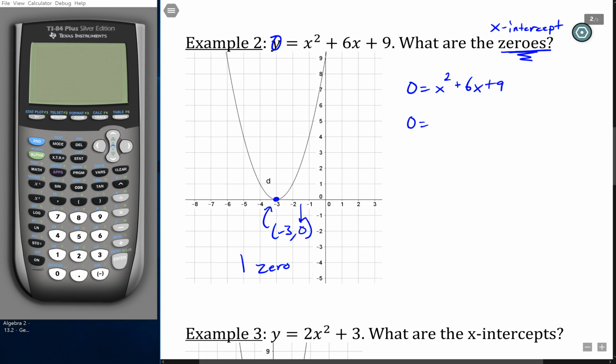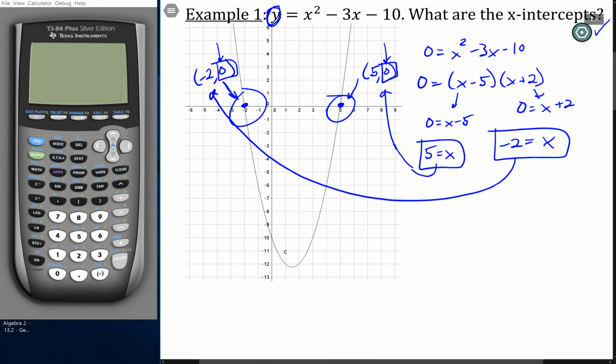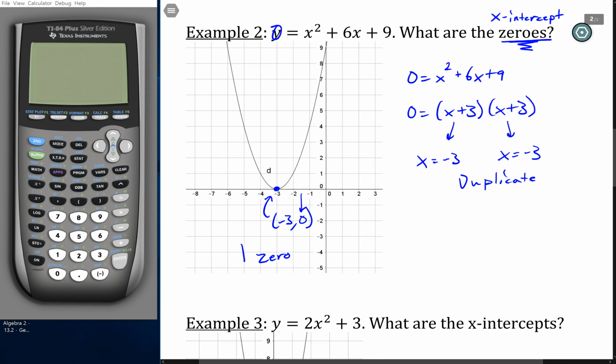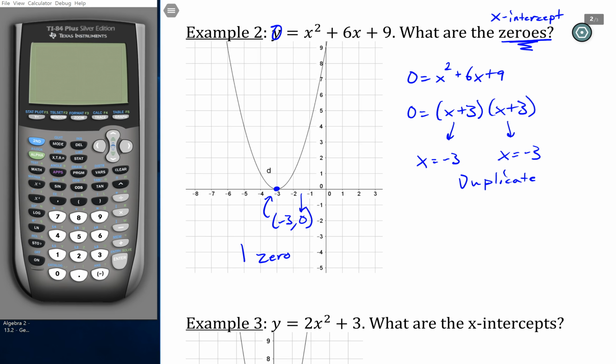And if I factor this, I find that this factors to x plus 3 times x plus 3. So do you see what's going on here? If I set this one equal to 0 and solve, x would be negative 3. But same thing here, x would equal negative 3. It's like a duplicate solution, and what that looks like on a graph is just one zero. Interesting. There's one other thing that can happen. So in example 1, I saw two zeros. This is pretty common. In example 2, I saw one zero. This is not common at all. It's pretty rare. Only special cases.